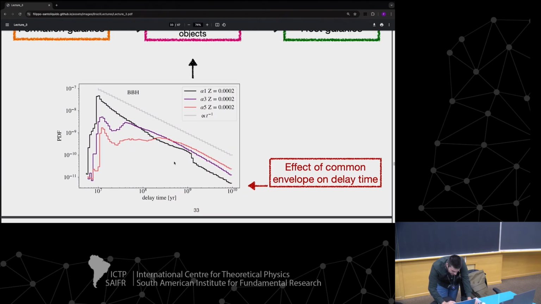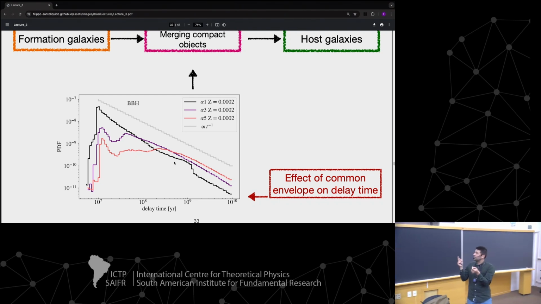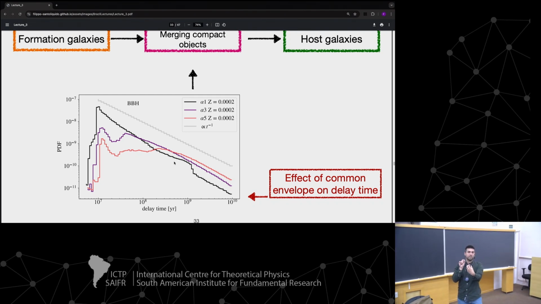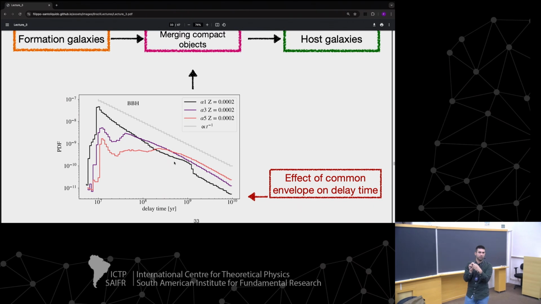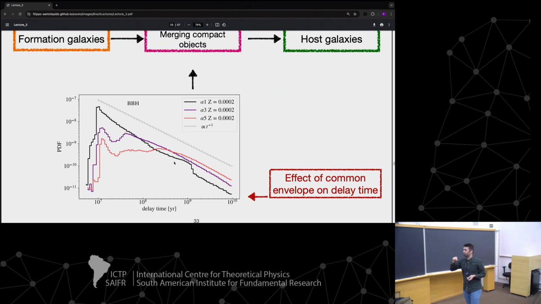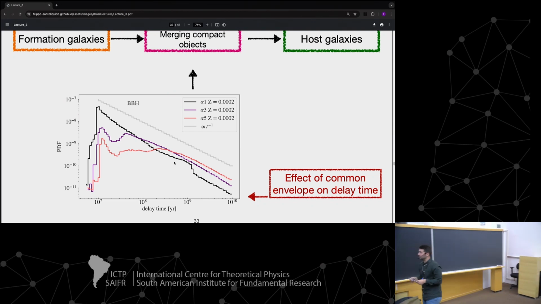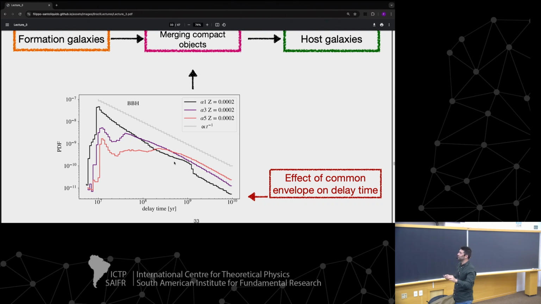Okay, so this is what you are asking, basically. The delay time is the time elapsed between the formation of the two massive stars and the actual merger of the two black holes. So basically the age of the universe is on the right, and you see that most of the sources tend to merge soon, basically below 10 to the 8 years.